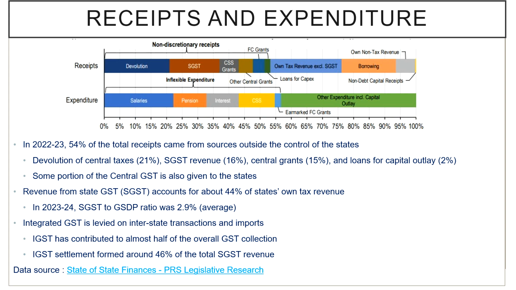Integrated GST is levied on interstate transactions and imports. IGST has contributed to almost half of the overall GST collection. IGST settlement formed around 46% of the total SGST revenue.